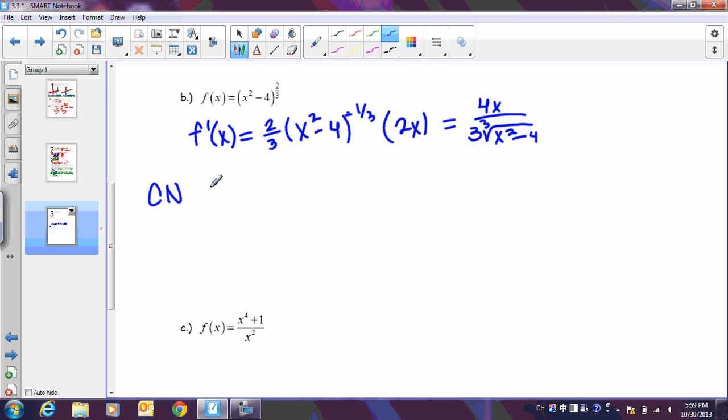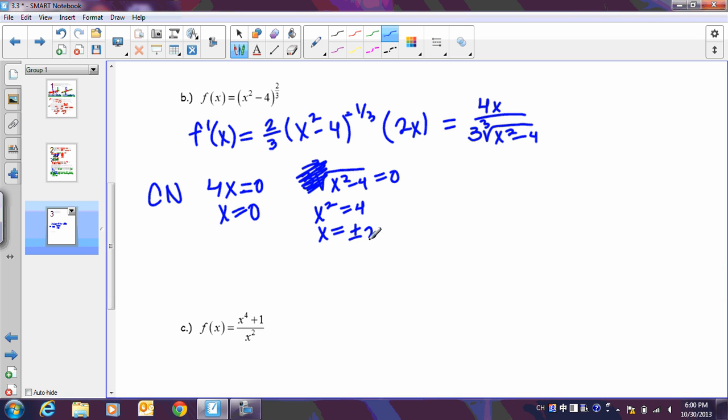Okay? I'm going to go through this part quickly. When the numerator is 0, that gives me x equals 0. When the denominator is 0, really all I'm concerned about is this inside part equaling 0, meaning I can kind of ignore that. I can multiply both sides by 3, cube both sides, whatever. So I end up getting x squared equals 4, and really my x's then are going to be plus and minus 2. Okay, so let's go ahead and put all these things on a number line.